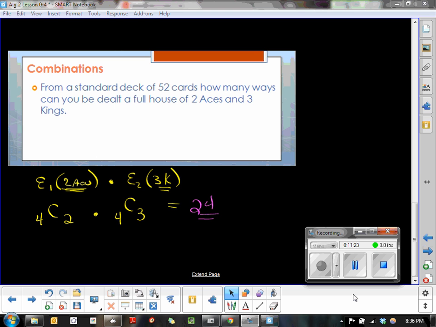So keep in mind the difference between permutation and combination. Permutation, the order in which they come makes a difference. Combination, the order in which they come doesn't make a difference. So we always divide by the number of objects that we select to reduce our number of orderings of those objects.